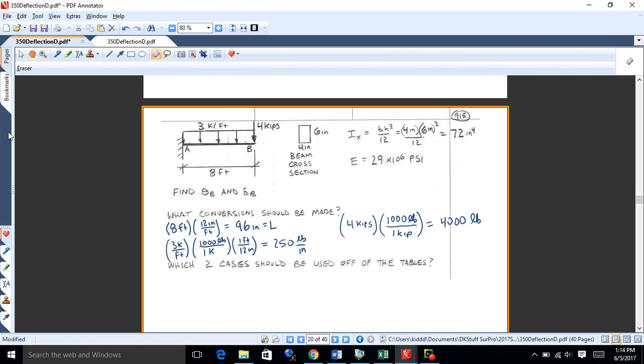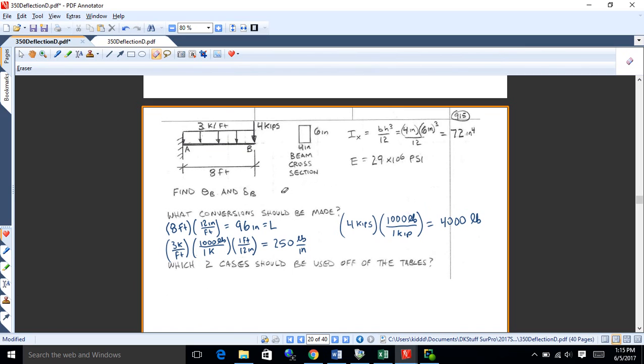Getting that, so I got 96 inches is the length, 250 pounds per inch, and then 4,000 pounds. Okay, we're good with that? Okay. And then the next thing you'd want to do, if we're good with that, is just pick those 2 cases to use.